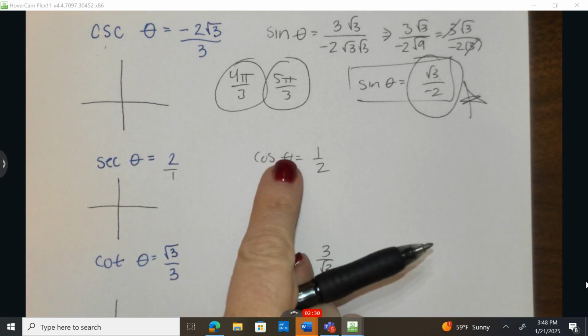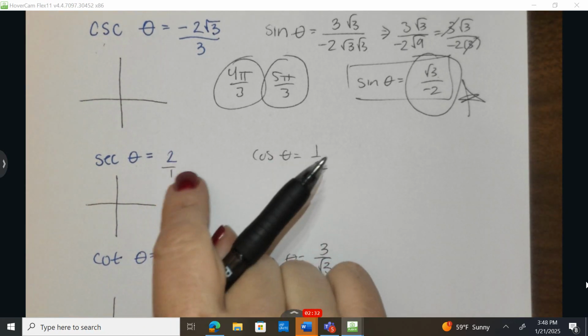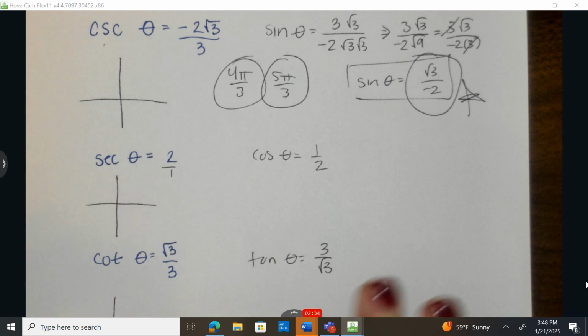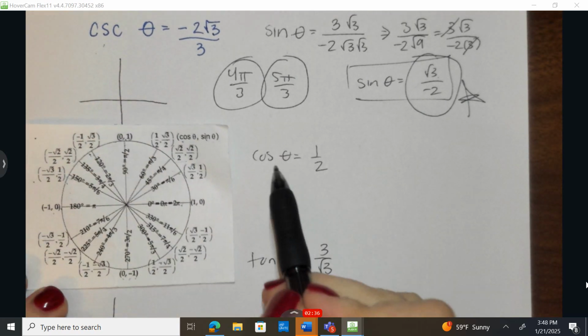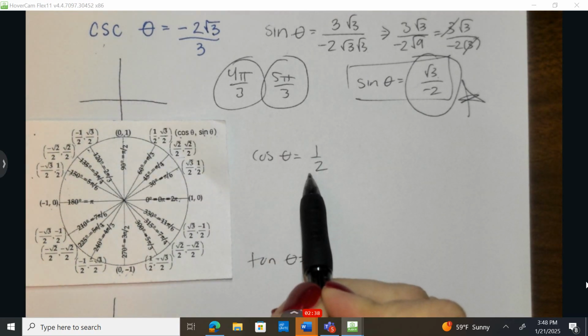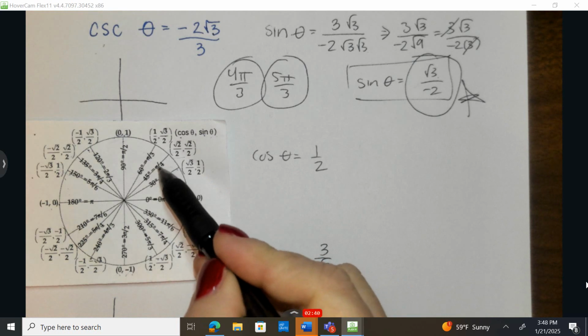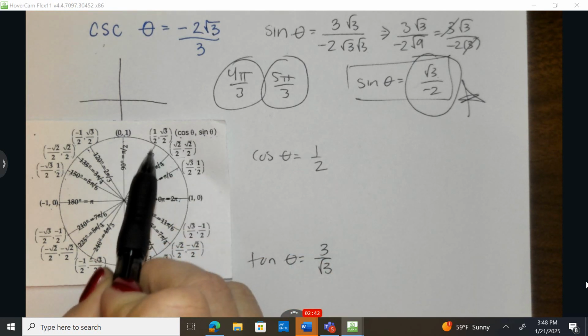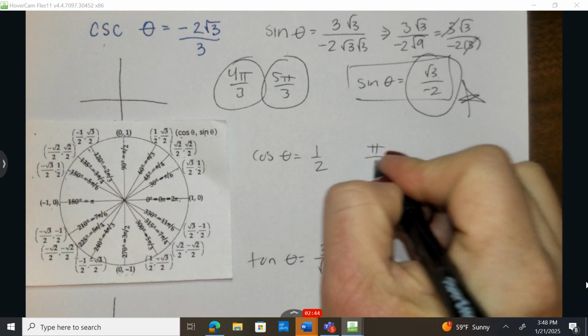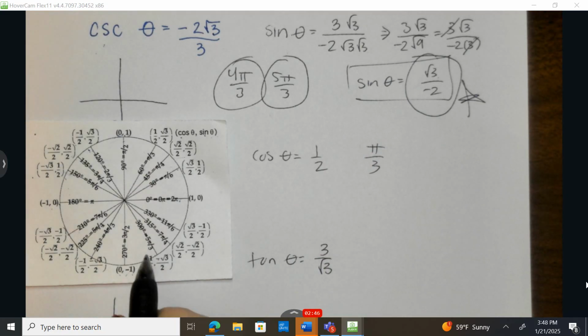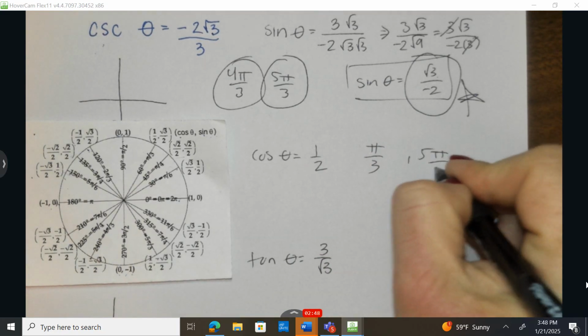Again, secant and cosine are reciprocals, and so I took the reciprocal of 2 over 1. Let's bring back that unit circle. Where's the cosine? A positive 1/2. Cosines are positive in quadrants 1 and 4, and that's going to be up here at pi over 3 and down here at 5 pi over 3.